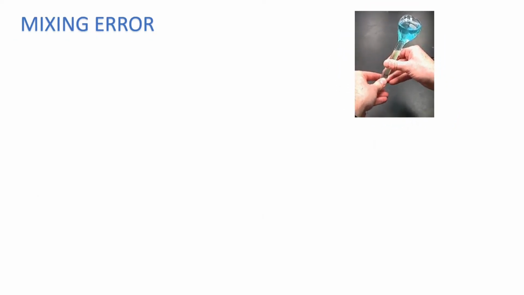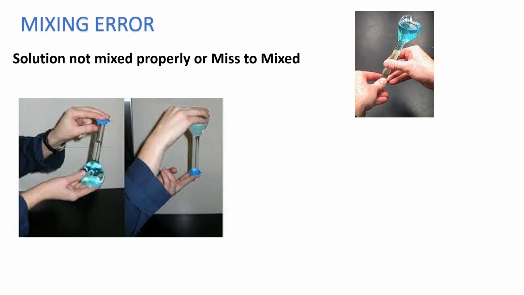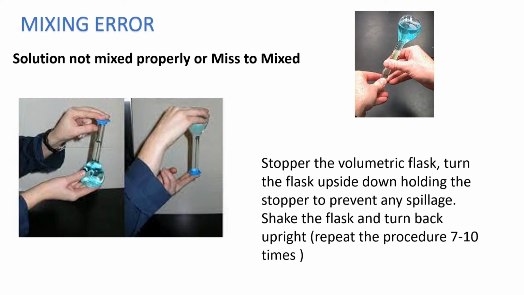Mixing error. Sometimes the analyst does not mix properly. If it is not mixed properly, there will be chances of an OOT incident. So how to mix it? For the mixing, you have to use the stopper. Stopper the volumetric flask, turn the flask upside down, holding the stopper to prevent any spillage. That will be the correct procedure.